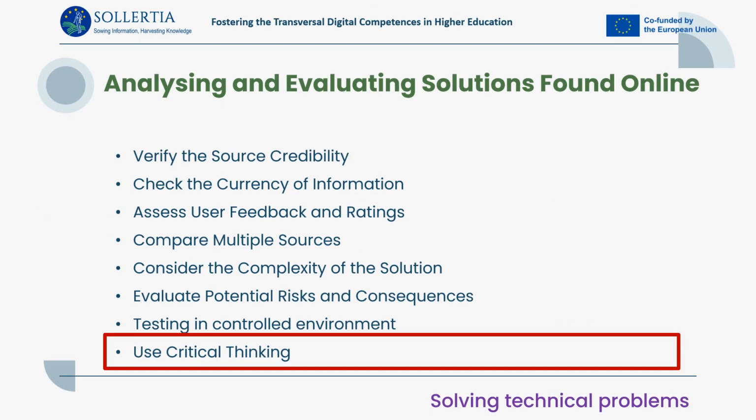Use critical thinking. Apply critical thinking skills to question and analyze the solutions. Be wary of overly sensational claims or solutions that seem too good to be true. Remember, technical problems can have various solutions, and what works for one person may not work for another. By critically evaluating and comparing found solutions, you enhance your problem-solving skills and increase the likelihood of successfully resolving technical challenges.